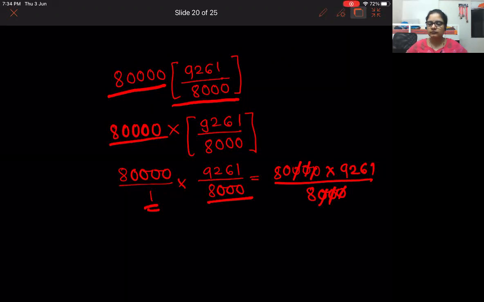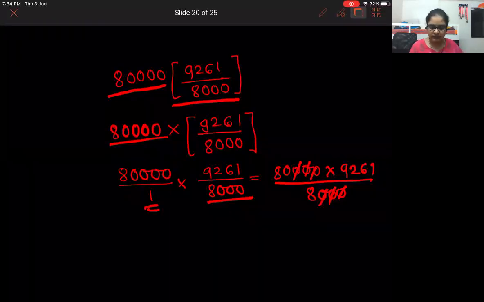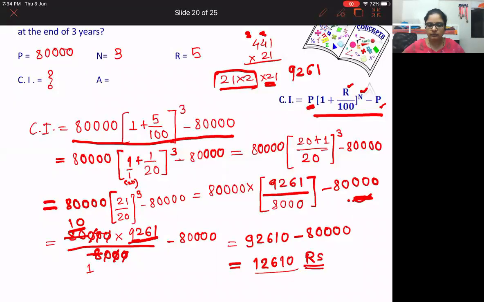First, we have 8 ones and 8 tens, so we have to multiply 9261 into 10. Correct. Now understood everything? Any confusion? No, ma'am. Thank you, ma'am. No problem.